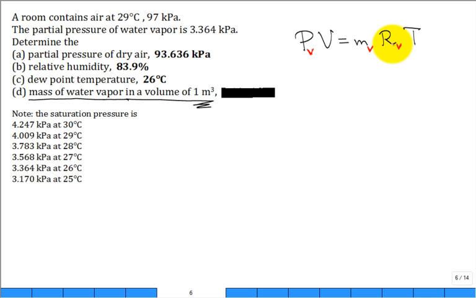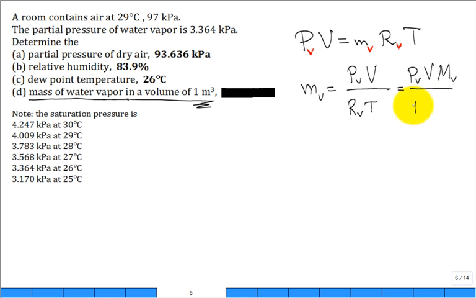Does that equation look good? Do I need to put a subscript V on the T? No, don't do that. How about on this? Do I need to find the partial volume occupied? No, it's double counting. Dalton's model, the concept of partial pressures filling the total volume of the mixture, of the ideal gas mixture. So you could write that the mass of the vapor is equal to the partial pressure of the vapor, the volume of interest, 1 cubic meter, divided by R the vapor T, or a lot of times I'll write it PV times the molar mass of the vapor divided by R bar T.